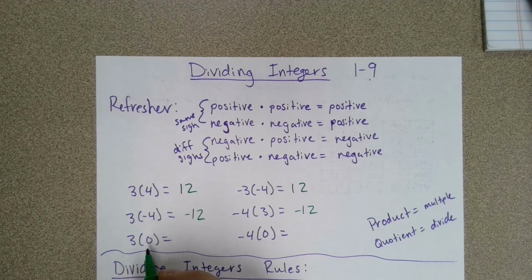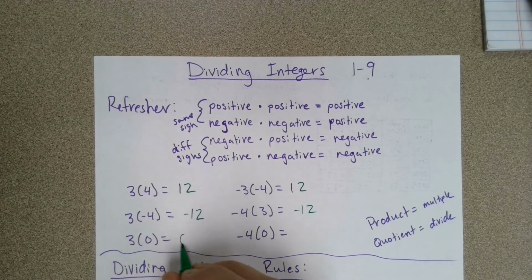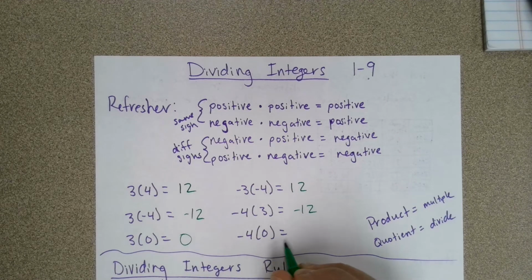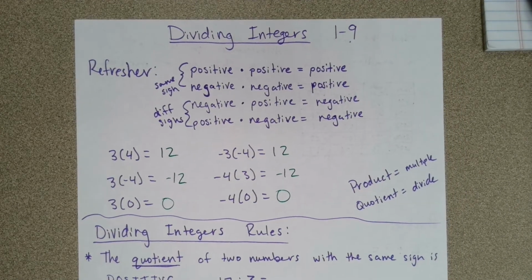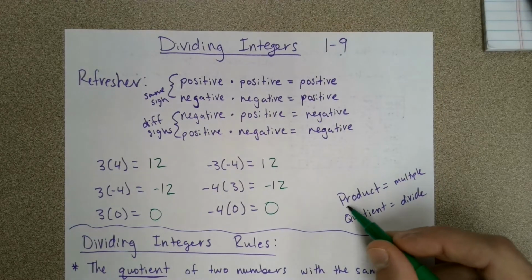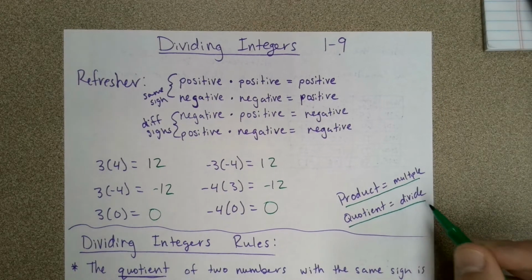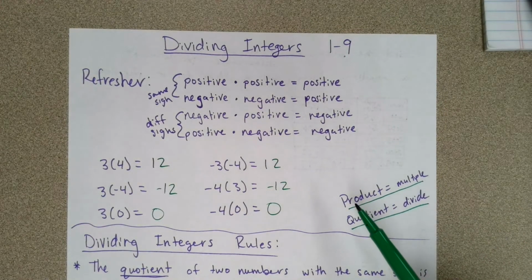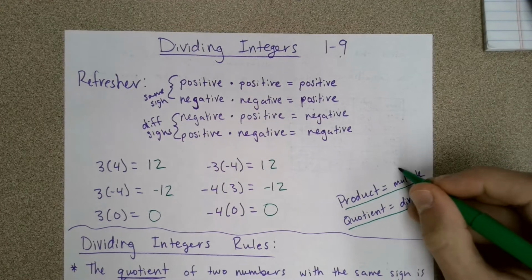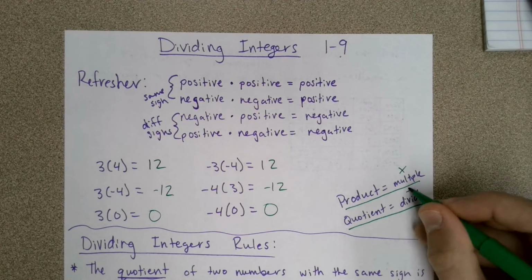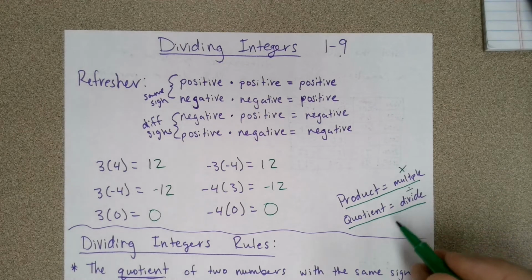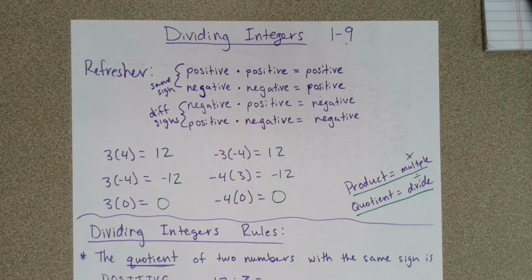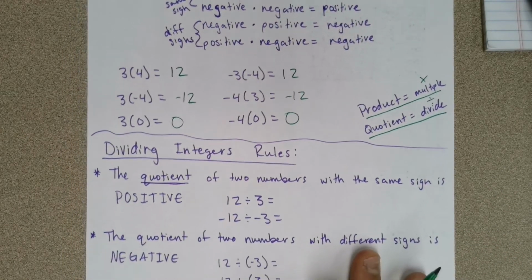And we got 3 times 0. We know anything times 0 is 0. Negative 4 times 0, anything times 0 is 0. So that's our little refresher here. I put a quick note over here because I knew there was some confusion. I saw it on the quiz last time. The word product means multiply, and the word quotient means divide.